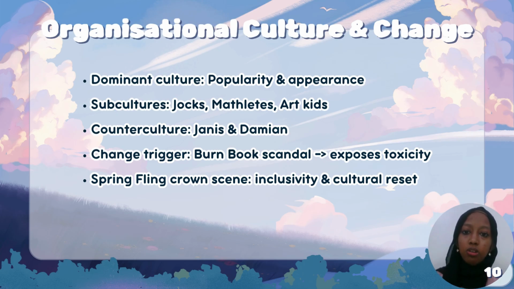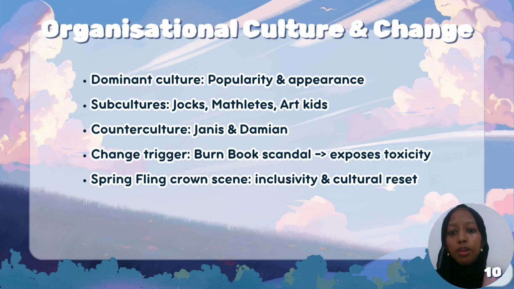Then we have the subcultures like the jocks, mathletes, and art kids. These groups have their own small communities and identities, but they still live under the same social system where popularity matters most. It shows how, even in one organization, smaller groups can form based on shared interests. The counterculture is Janice and Damien. They don't care about popularity or appearance, they challenge the system. They represent people in organizations who go against toxic norms and speak up for being real and different.